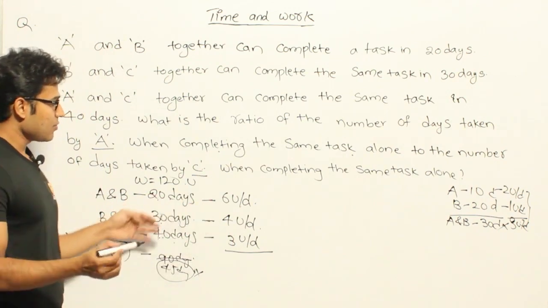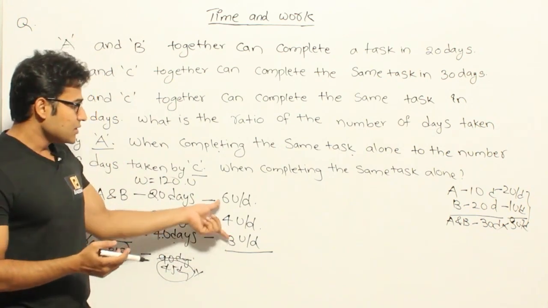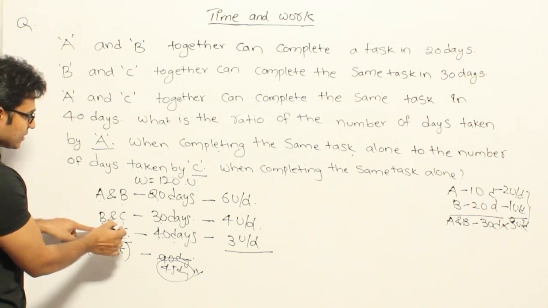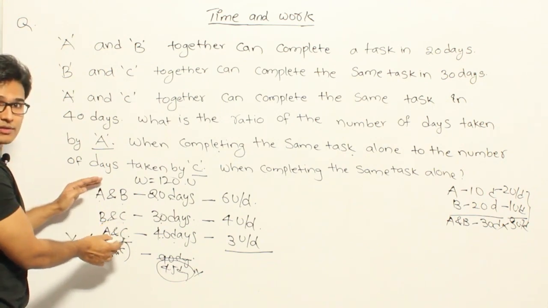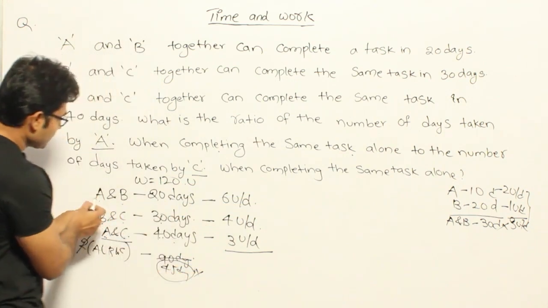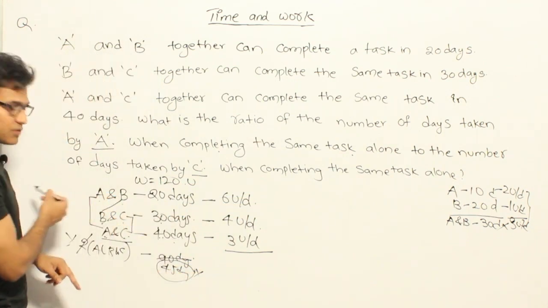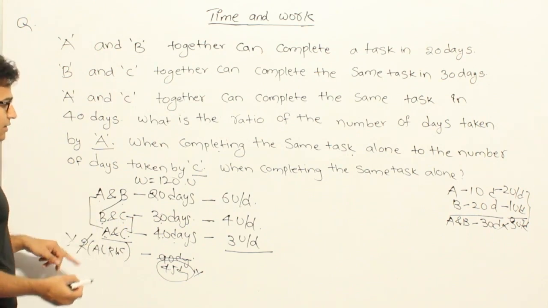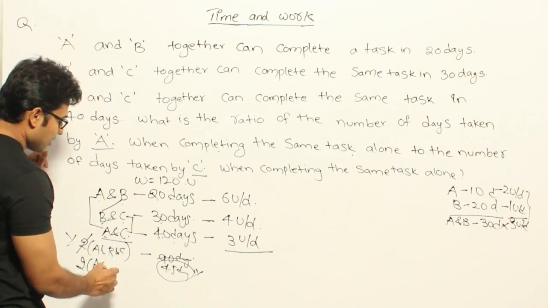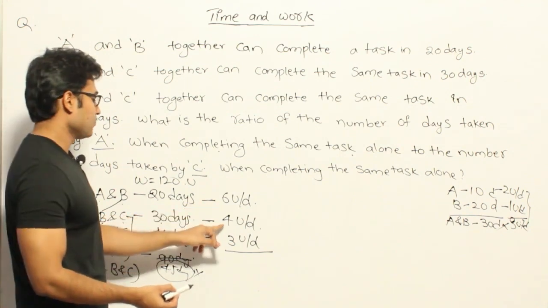Now it is meaningful to add them all up, isn't it? Because when all of them are working together, obviously the rate has to increase. Therefore, the addition applies here. Now, A and B, B and C, A and C rates are given. If I add them all up, what do you get? 2 times the rate of A, 2 times the rate of B, 2 times the rate of C, isn't it? Therefore, I can say that 2 times the rate of A, B and C is equal to 6 plus 4 plus 3.